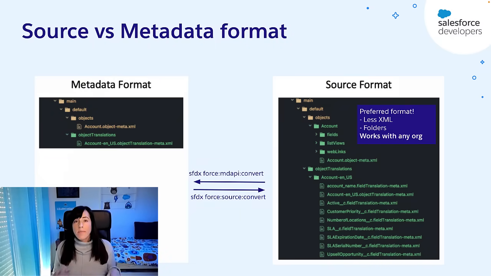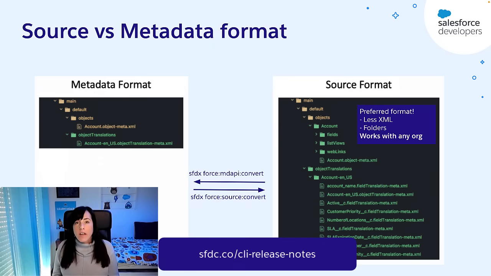Storing and maintaining a manifest file is only strictly needed when working with the metadata API format. We recommend you migrate to the source format because it's much easier to read and to work with. Source format commands support indicating a list of metadata components, a list of directories in which your source files are stored, or a manifest file. Additionally, source commands on each release support more and more metadata components, and I recommend you take a look at the Salesforce CLI release notes to know more.